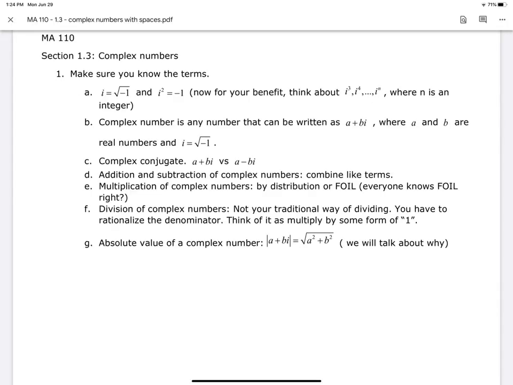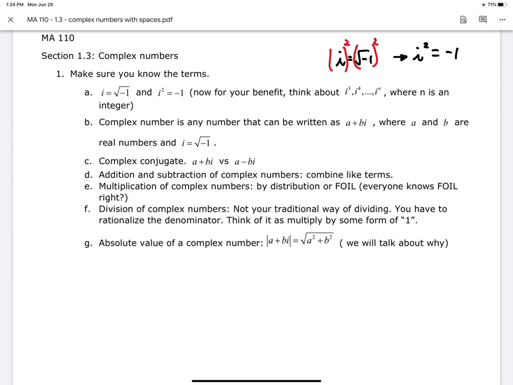Alright, so just some basic definitions. Again, i equals the square root of -1, and i squared equals -1, because if you think about it, you have i equals the square root of -1, and when you square both sides, you get i squared equals, and the square and square root cancel, so that's why you get -1.